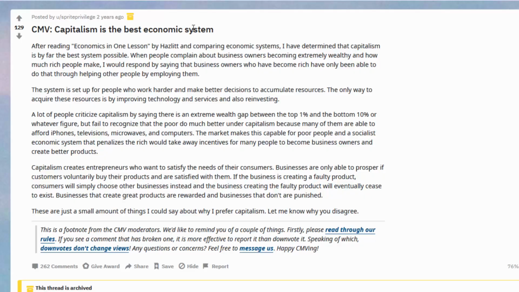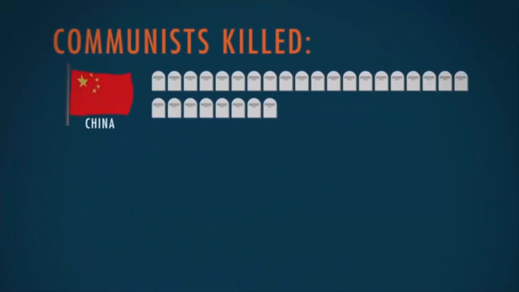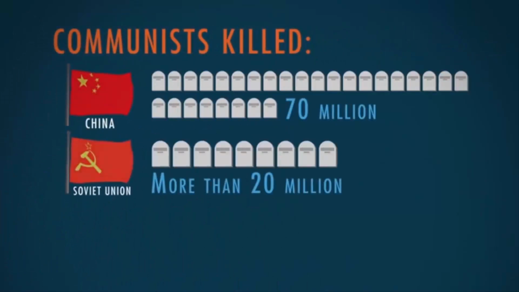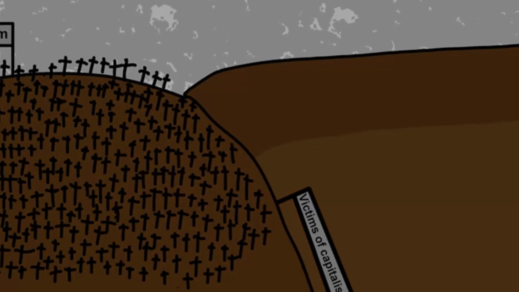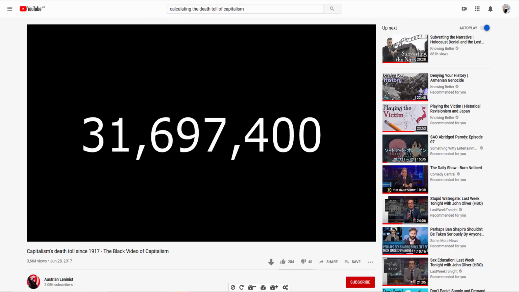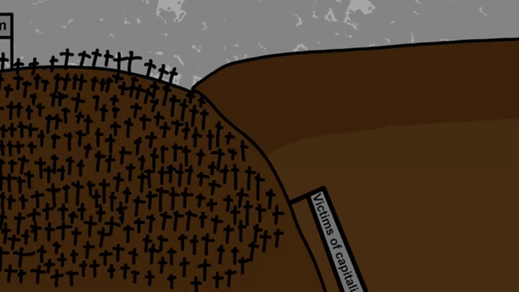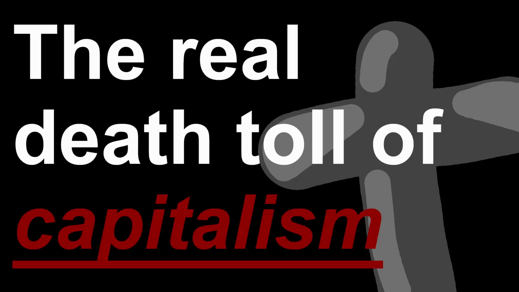We always hear that capitalism is the best possible system. We often hear Communists killed 70 million people in China, more than 20 million people in the Soviet Union, not including about 5 million Ukrainians. And if you search for it, you will find people on the left claiming that capitalism kills more people than that. So we're going to have a look at the real facts and come to our own conclusion. In this video, we will look at how many deaths capitalism caused, and in the follow-up video, we will examine how many deaths communism has caused.